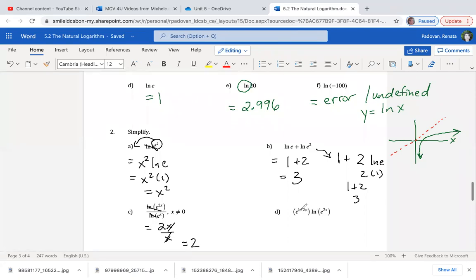So the e and the ln cancel each other out when they're beside each other, and that's just going to equal 2x. And then again, ln and e cancel each other out, but this is multiplied, so multiplied by 2x, which would be 4x squared. Okay.